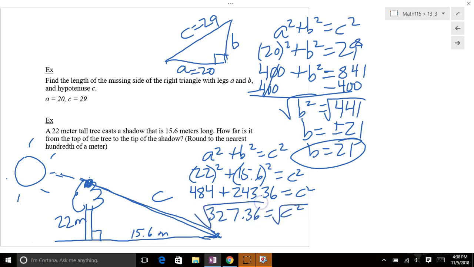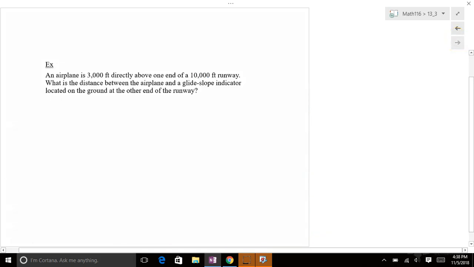So you've got to square root both sides. So your c ends up being, oh, I'm sorry, this is 700. What am I doing? 727.36. So then square root that, and you end up with 26.97. Round to the nearest hundredth of a meter, and this is in meters. 26.97 meters. Let's move on.